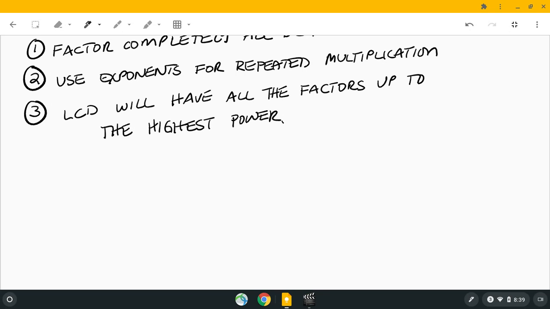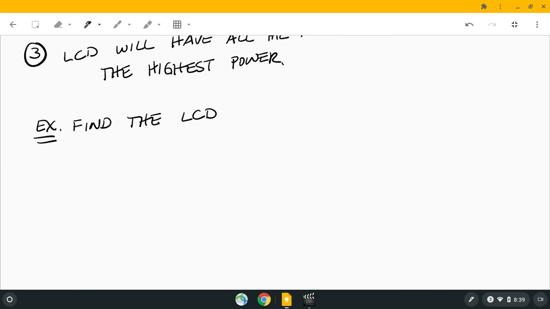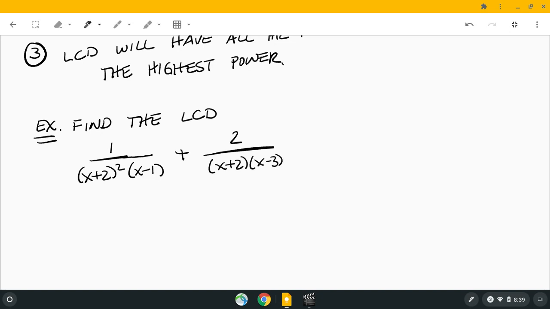So if I have something like this, and I have to find the LCD. Okay, suppose that I have 1 over x plus 2 squared, x minus 1. Okay, and suppose I'm going to be adding that with this, and I have x plus 2, x minus 3, and I have x minus 1 cubed.